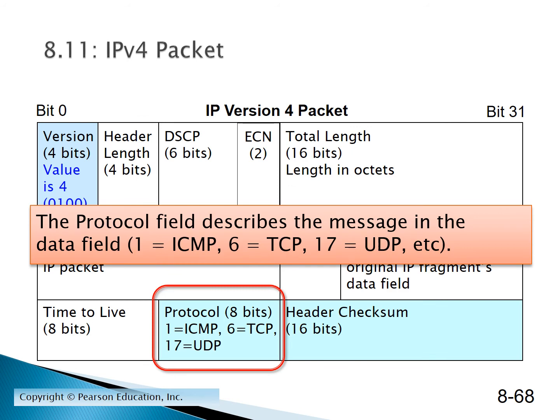And then the protocol field describes the message in the data field. So like 1 is ICMP, 6 is TCP, 17 is UDP, and so on. So it actually specifies which of these protocols is used.